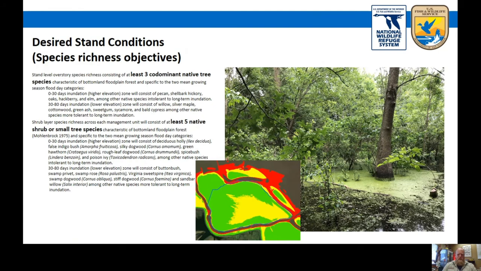The higher elevation zone in green in the map below, 0 to 30 days inundated during the growing season, is capable of higher plant species richness and will be a priority target for active management. The lower elevation zones, like yellow in the map there, 30 to 80 days inundated, are acres that may see more flood-induced mortality and have certain strategies or target species unique to that zone.